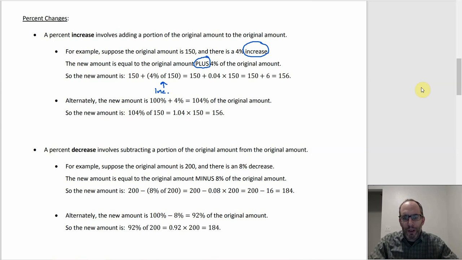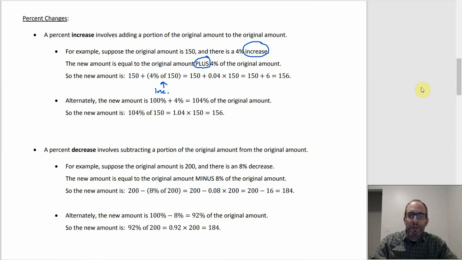So I converted it into decimal form, and I just said 4% is going to be 0.04, right? Just move the decimal point 2 places to the left. So then I've got 0.04 times 150, which ends up being 6. So then we just have 150 plus 6. So the original amount, the 150 plus 6, which is the 4% increase, we get 156.